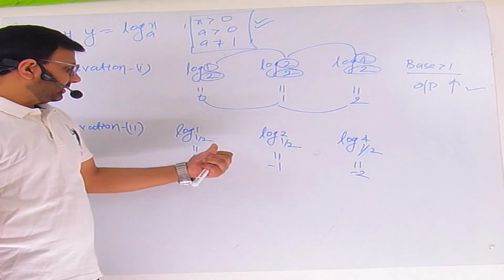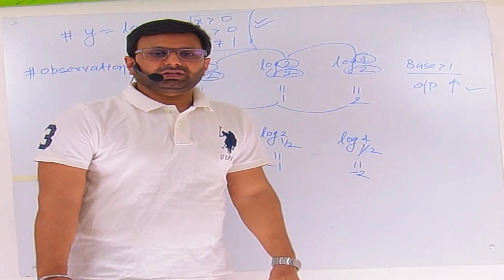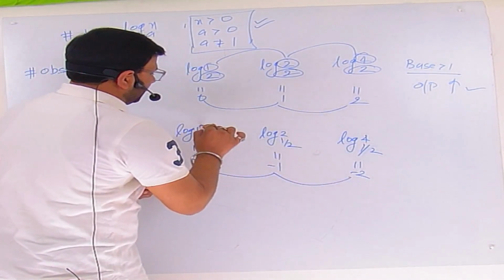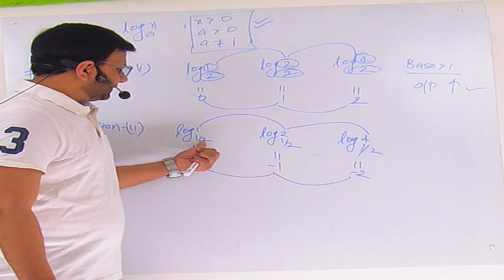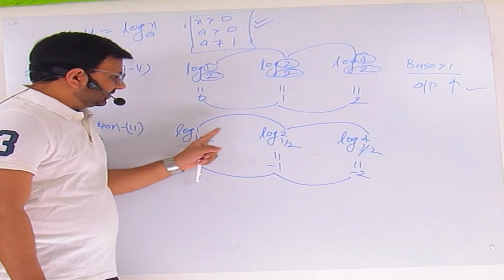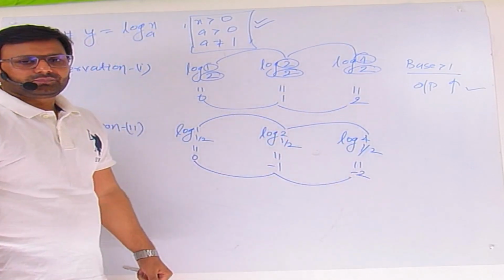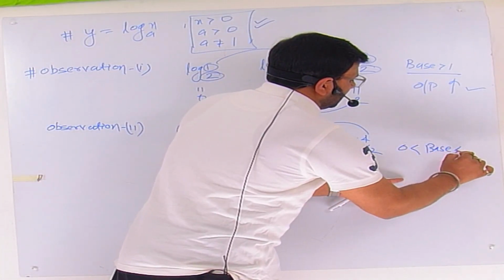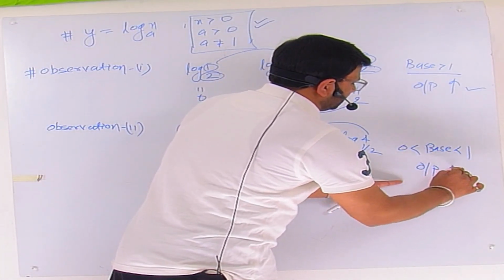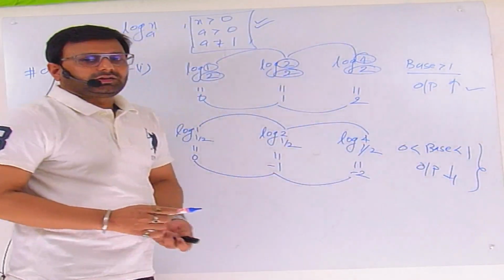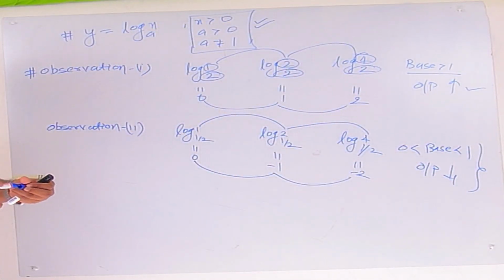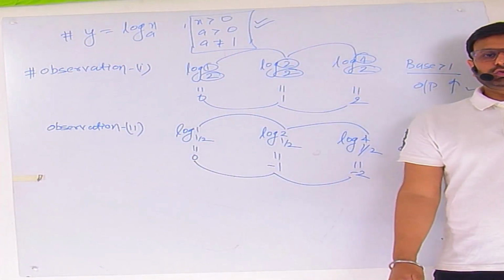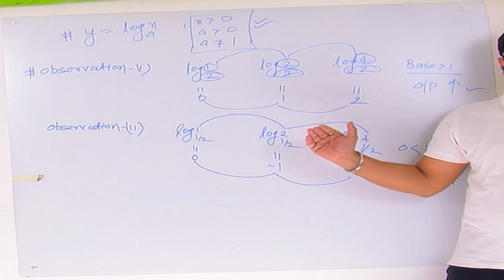I wrote the same expression, but this time I took the base greater than 0 but less than 1. So the output is decreasing if I increase this number. If the base is less than 1 and I increase this number, the output is decreasing. So if the base is greater than 0 but less than 1, the output is decreasing. These two observations are very, very important, and you have to learn from these observations.